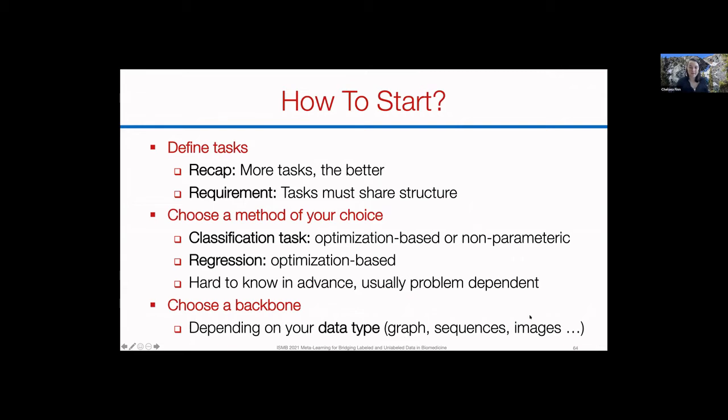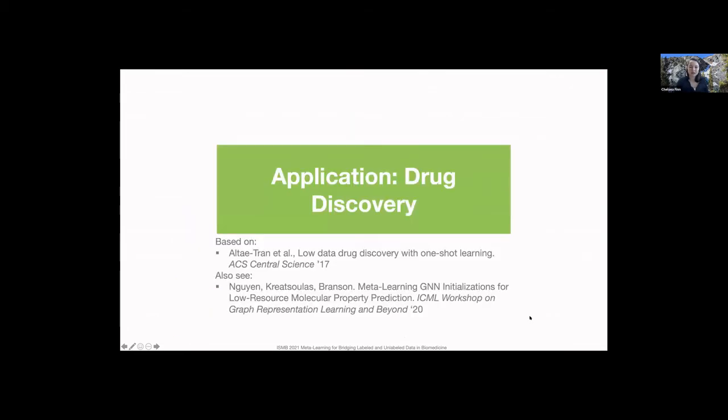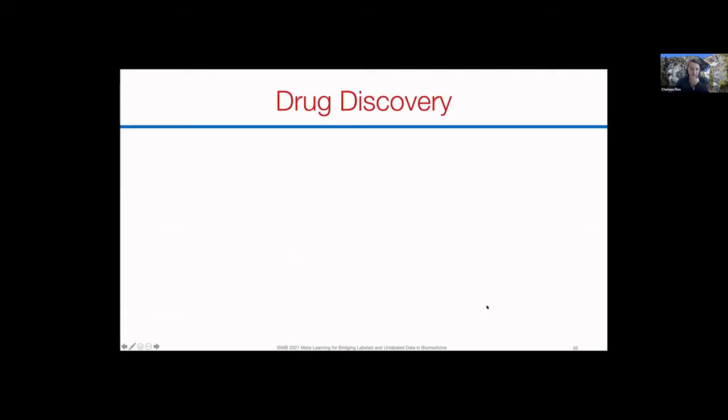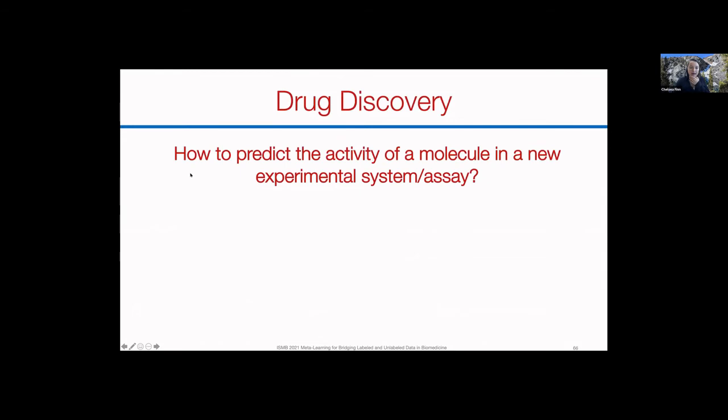Okay, so let's first look at this application in drug discovery, and we're going to particularly look at this paper from Altae-Tran et al. in 2017. Although there's also another paper that we're not going to cover, and if you're interested, you can take a look at it. And so the problem here is we want to be able to predict the activity of a molecule in a new experimental system or assay.